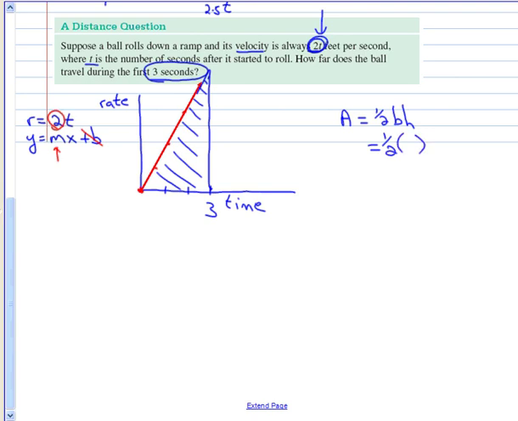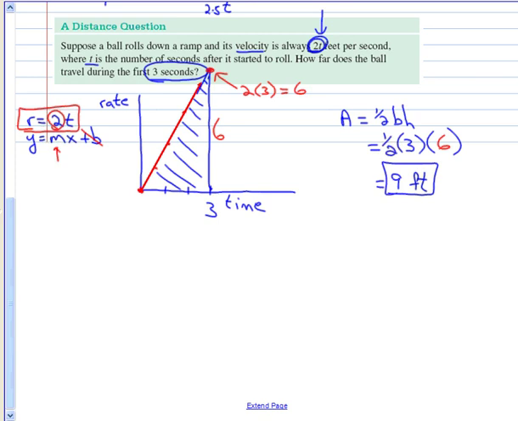1/2, the base of this triangle is 3. The height of this triangle, well, what's my height at that location? After 3 seconds, 2 times 3, since this is giving me my r value, is 6. My height must be 6 right there, times 6. Well, half of 6 is 3. 3 times 3 is 9. We must have gone a total of 9 feet.